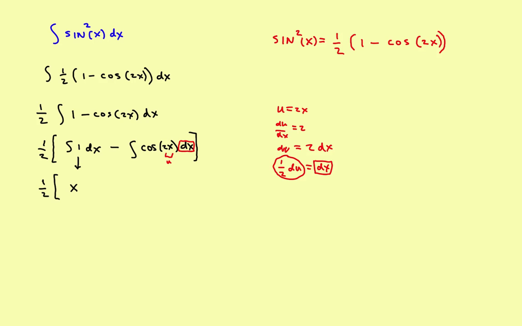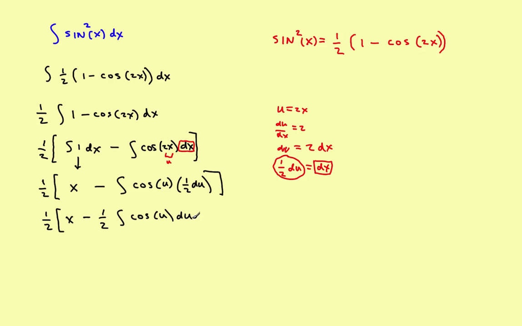So now we'll go ahead and rewrite this problem. This will turn into minus the integral of the cosine of u, and then dx will turn into 1/2 du. So it looks like that. Now we can leave this part of it alone. So we've got 1/2 of x. Now again, we'll take this 1/2 and bring it out in front. So that'll be a minus 1/2 of the integral of the cosine of u, and then du right here.